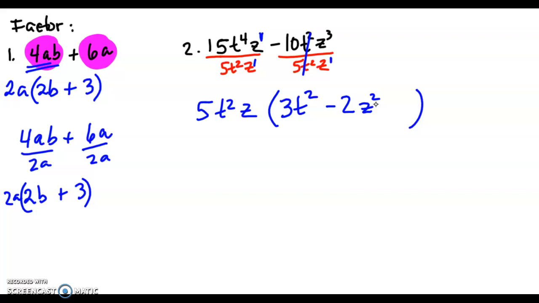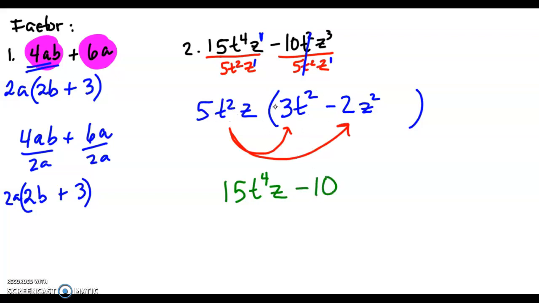Now, let's see if that makes sense. If I would multiply this back through, so if I would distribute this, multiply this times this, and then this times this, let's see if we get our original. So, 5 times 3 is 15. T squared times t squared. When we multiply with exponents, we add them. Z times 1 gives me a z. 5 times negative 2 is negative 10. T squared times 1 is t squared. Z times z squared is z cubed, which is correct.